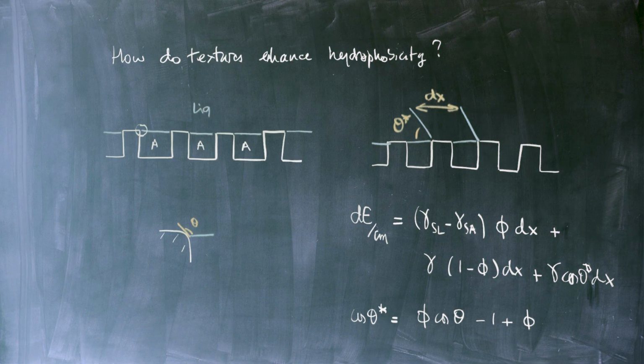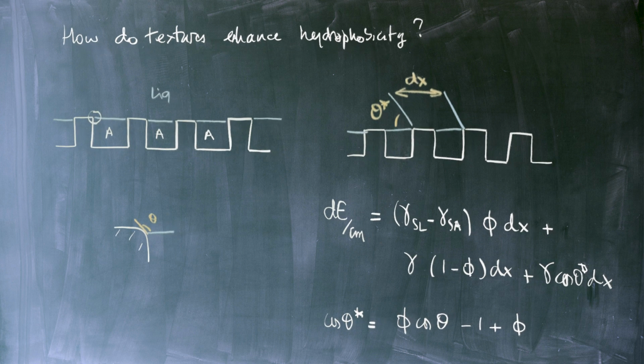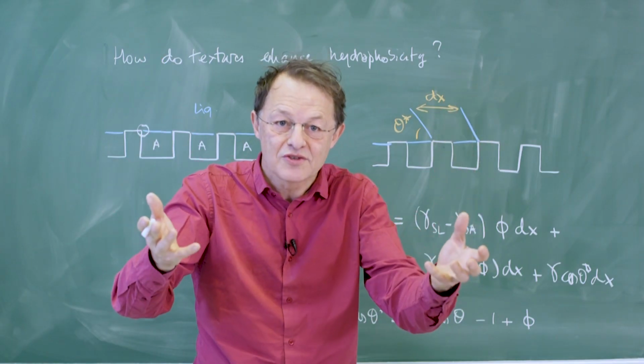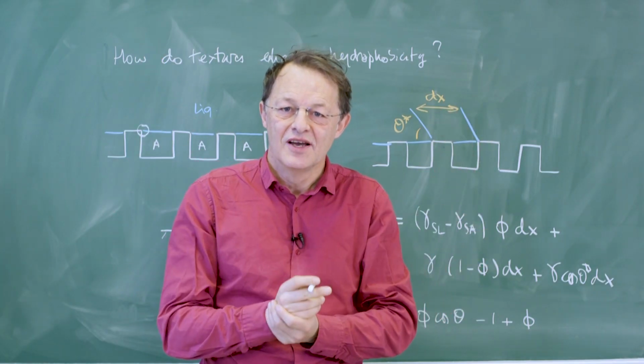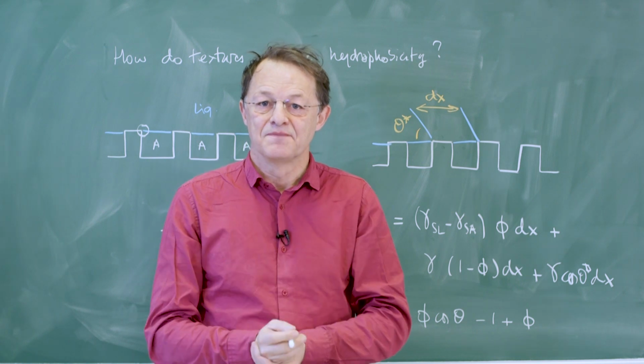The second thing we can notice, of course, is that if we want to go very close to 180 degrees, we need to make phi as small as possible, and this is possible, but of course there is a limit. If phi is too small, the drop cannot stay at the top of the textures, and it falls inside the texture, a very different state, which is called the Wenzel state.